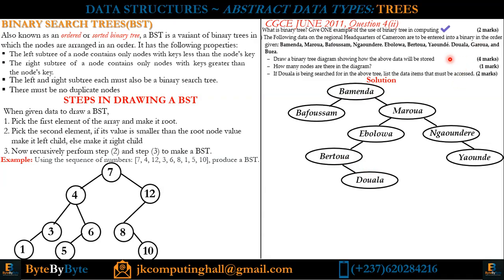The next one is Garoua. When you come here, because comparison of every node starts from the root, G comes after Bamenda. G comes after B. When you come here, G comes before Marwa. So we go to the left. Between G and E, we know that G comes after E. So this is where Garoua is supposed to be.